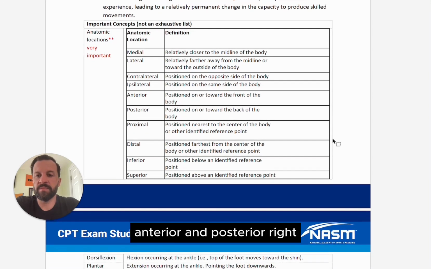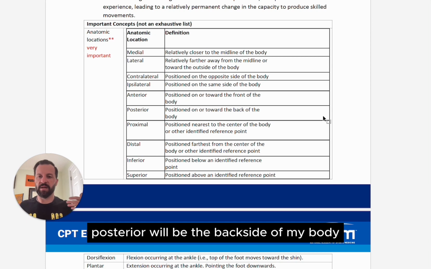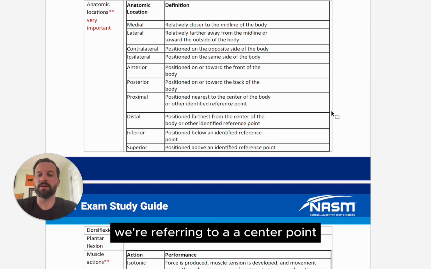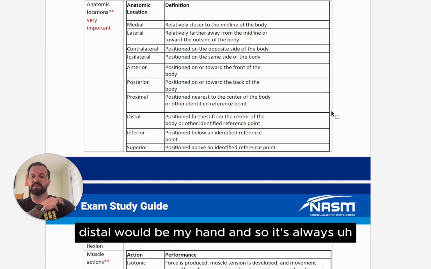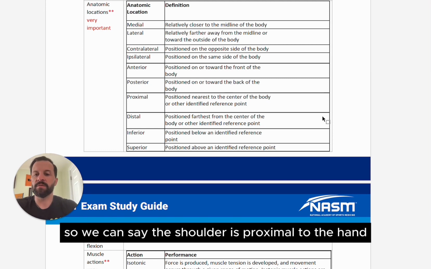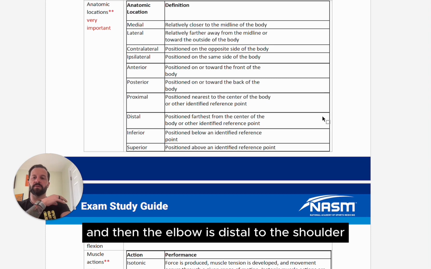Anterior and posterior, right? Anterior is going to be the front side of my body. Posterior will be the back side of my body. Proximal and distal, we're referring to a center point. So proximal would be my shoulder. Distal would be my hand. And so it's always in reference to another identified point. So we can say the shoulder is proximal to the hand, but the elbow is proximal to the hand as well. And then the elbow is distal to the shoulder.